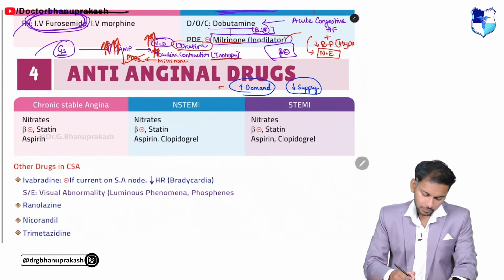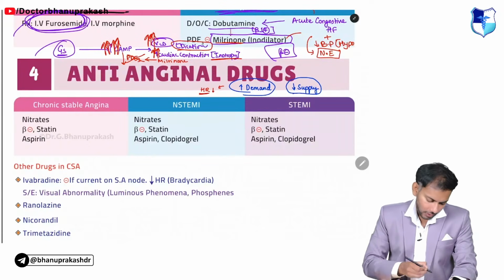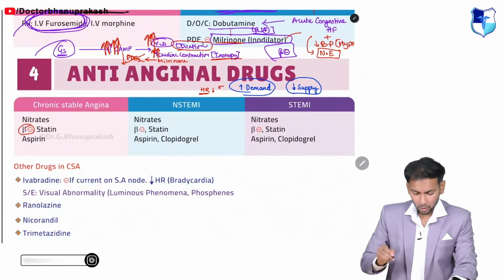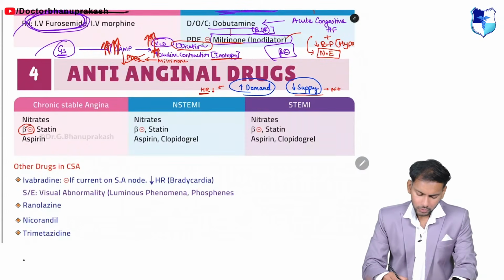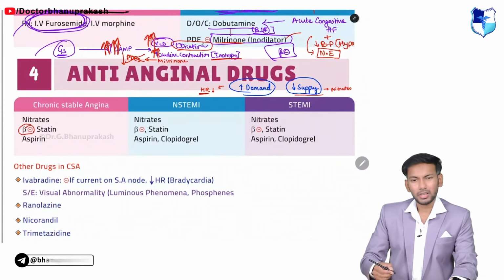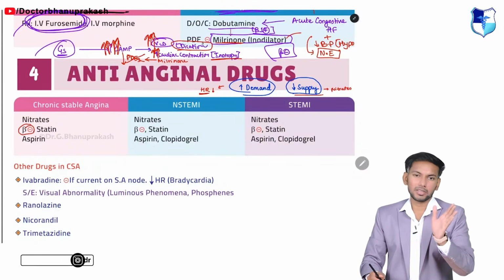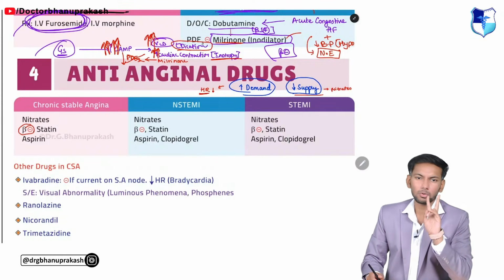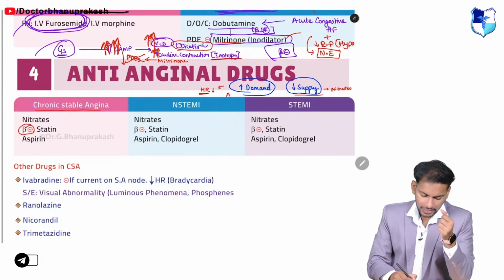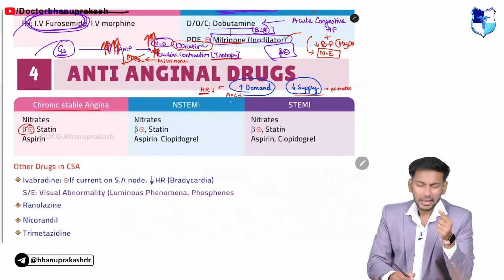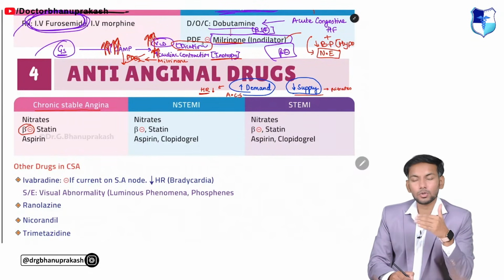So, you can decrease the heart rate. You can decrease the heart rate by giving beta blocker. Or you can increase the supply of the blood by giving nitrates. So, these two drugs we use in all coronary artery diseases. Now, coronary artery diseases we have two kinds. One is chronic stable angina and the other one is ACS. ACS means acute coronary syndrome, as you know.